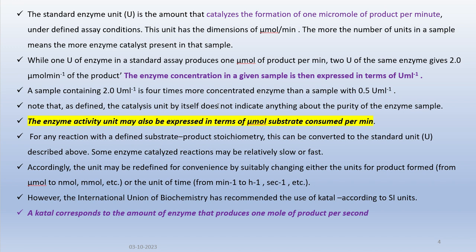For example, peroxidase: delta change per minute per gram fresh weight. PPO, polyphenol oxidase: OD change per minute per gram fresh weight per unit of protein. You can express it like this, as specific activity. So katal corresponds to the enzyme that produces 1 mole of product per second. That is called katal.